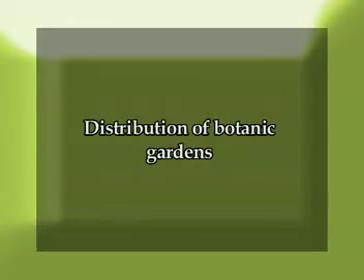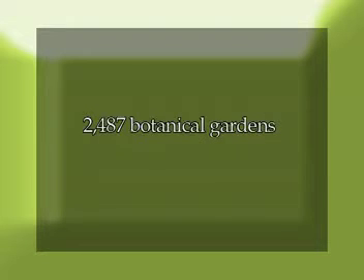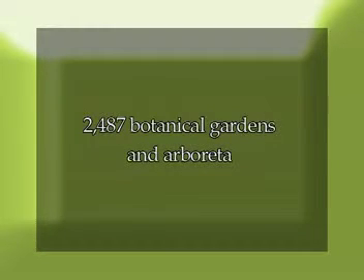Distribution of botanic gardens. At present, there are about 2,487 botanical gardens and arboreta in the world, receiving over 100 million visitors per year. A large number are located in Europe and a good number of botanical gardens are found in Italy, including the University Botanical Gardens. Thus, Italy boasts a historic first with respect to botanical gardens, most of which were founded in the second half of 18th century and in the 19th century.